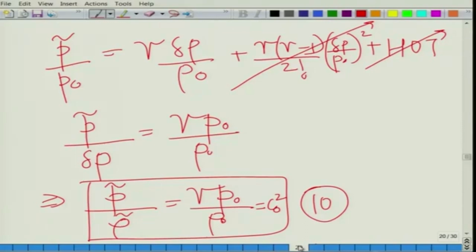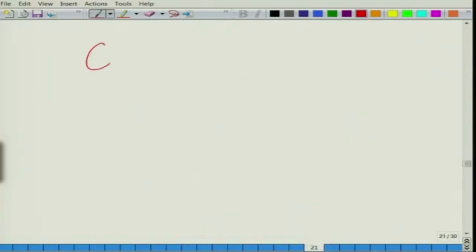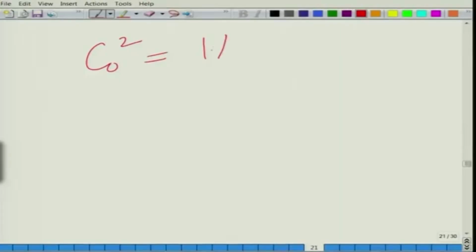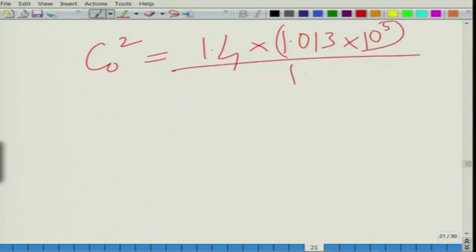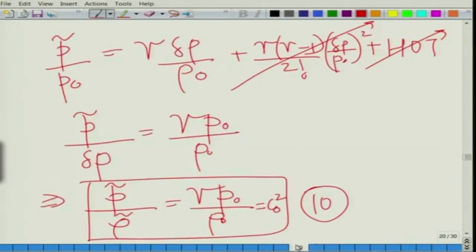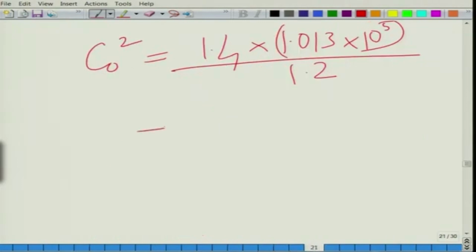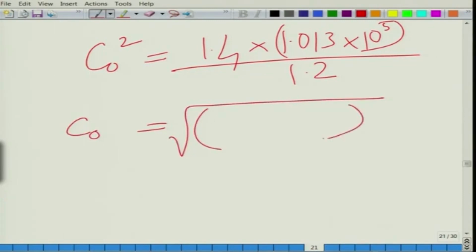Once we substitute those values, let us see what is the typical value of sound speed squared or just sound speed. If you put gamma value 1.4 for the adiabatic constant and ambient pressure, which is approximately 1.013 times 10 to the power 5, that is 1 bar, and 1.2, that is the ambient density, 1.2 kg per meter cube. Once you simplify, C naught is the square root of whatever value you get. Let us do some quick calculation. We get something like 1.1818 times 10 to the power 5.